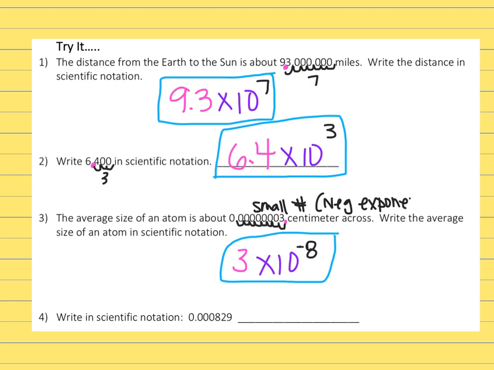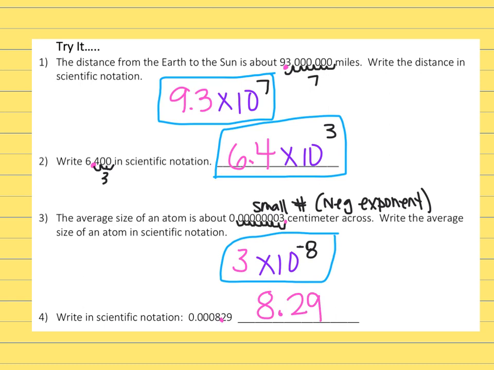Negative exponent when the number is less than 1. Okay, and then the last one says write in scientific notation the number 0.000829. So this one, step 1, put the decimal point so you get a number that's less than 10, greater than 1. The decimal point would go between the 8 and the 2.